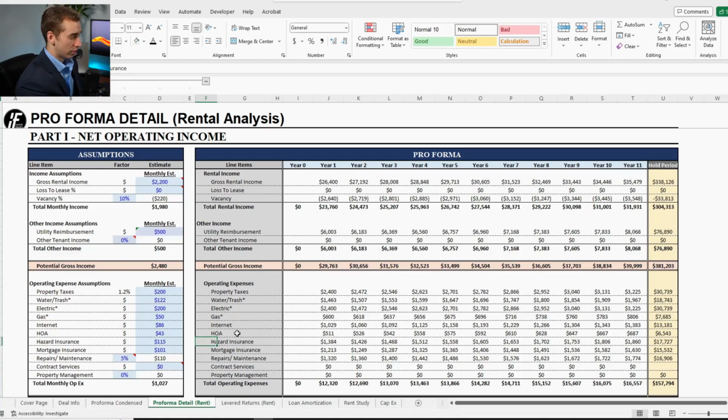Additionally, you have your hazard insurance. So you can call your insurance agent and figure out what it would cost for you to insure this property if you were the owner. That's your hazard insurance. Then you have your mortgage insurance. So mortgage insurance is based off of if you have 20% down on the property or less. If you have less than 20%, you have a mortgage insurance payment. So to get this figure, just call up your lender and say, hey, how much is my mortgage insurance going to cost me if I do this deal?